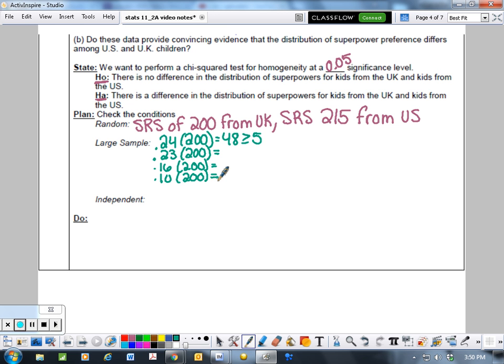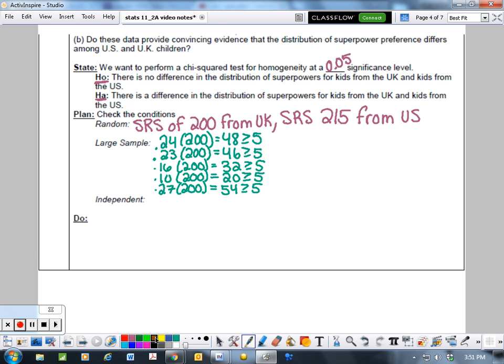0.16 times 200, 0.10 times 200, and 0.27 times 200. I'm checking to make sure that all of these are greater than or equal to 5. So when I check this out, I get 48, I get 46, that's good, then I get 32, that's good, and then I get 20, that's good, and then I would get 54, that's also good. So that's what we would expect to have happen.